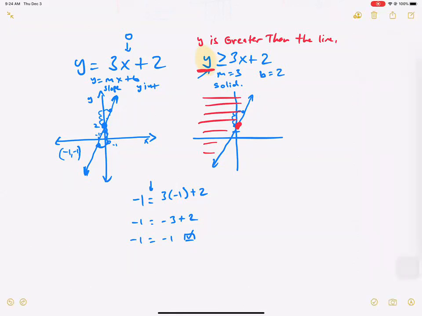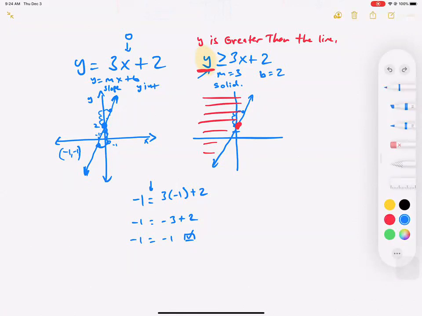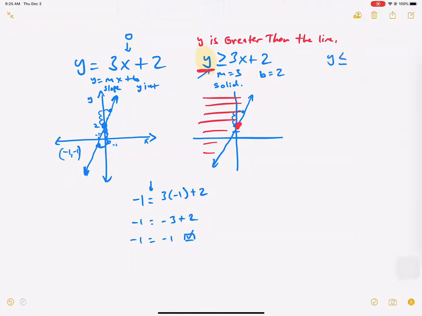Let's show the contrast. Let's do the other way. Y is less than, here's my ink. Y is less than or equal to 3x plus 2. Okay, y is less than or equal to 3x plus 2. My y-intercept is still 2. My slope is still 3 over 1, 1, 2, 3 over 1. Remember, my slope is 3. My y-intercept, my b-value is 2.